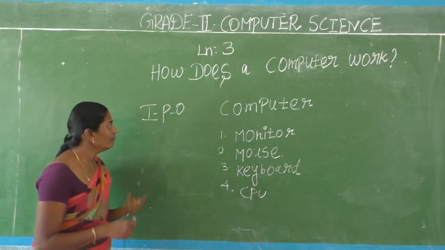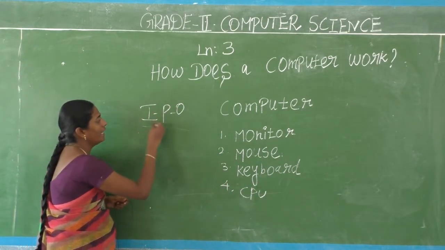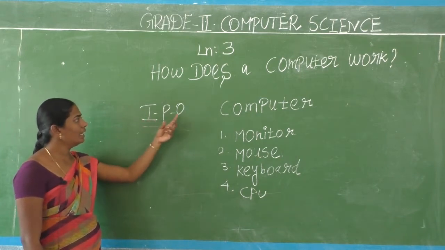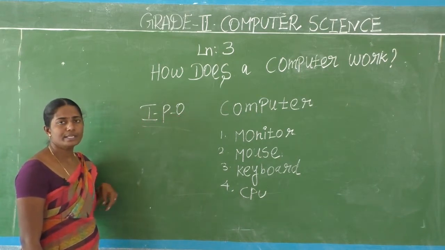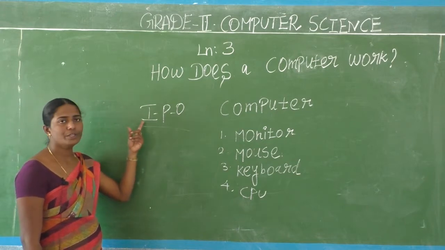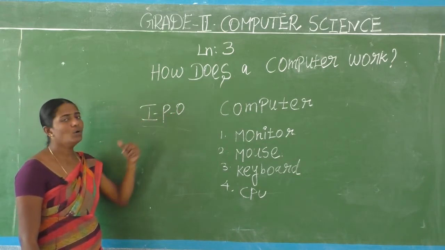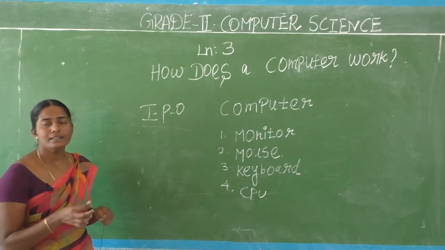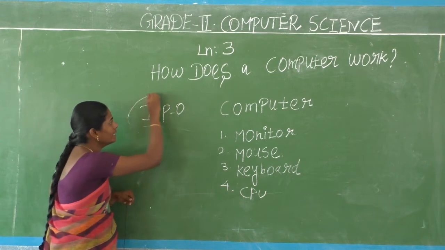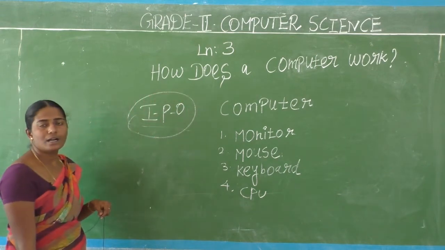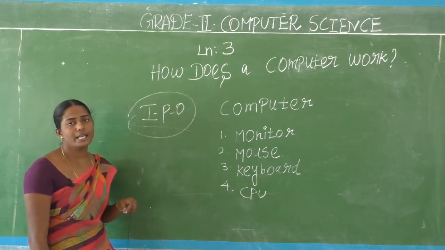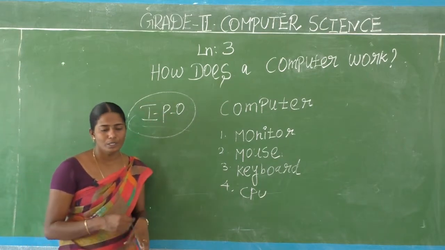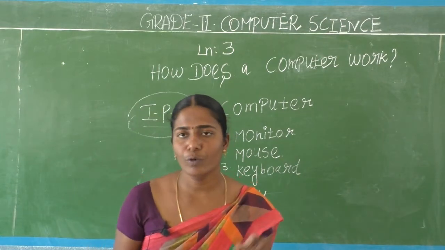Tell me once again, what is that IPO? I means input, processing, output. Tell me once again children, what is this IPO? Input, processing, output. So okay, here these three steps together, this is called the IPO cycle. What do you mean by IPO? Input, processing, output. So okay children, now I am going to give one example.